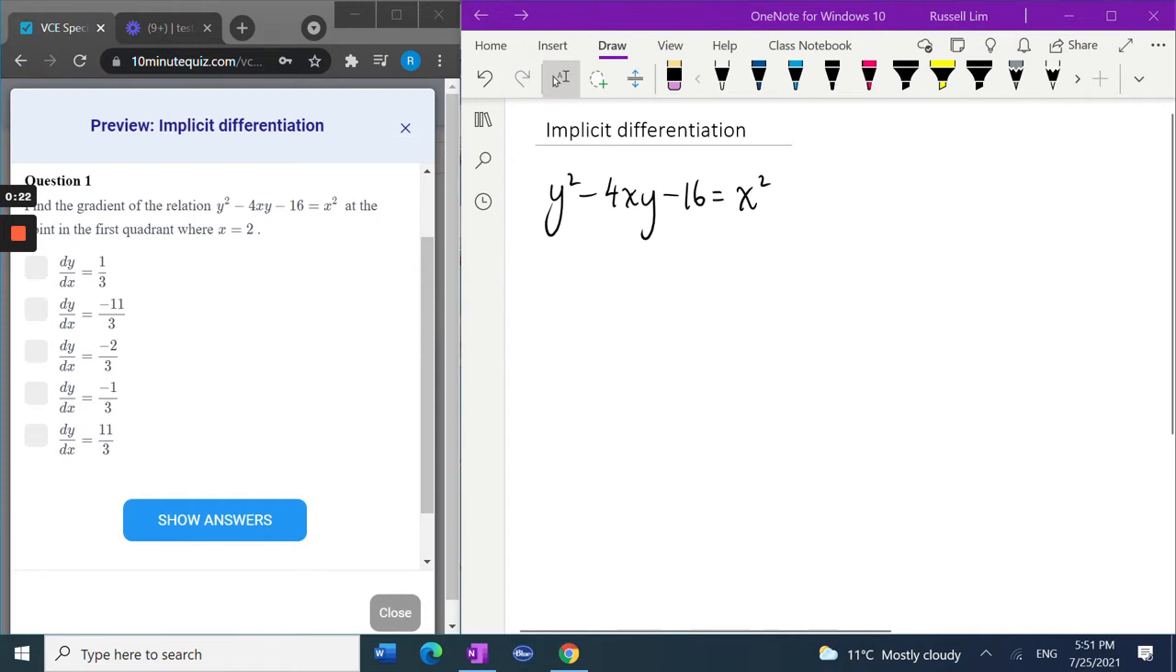Well, it's not that we absolutely need to. What else could we do? We could rearrange this to get y by itself. We'd have to complete the square. And then if we had y as a subject, we could differentiate it as normal using the product rule, quotient rule, or whatever was necessary. But we don't need to do that. We can differentiate both sides as a function of x, and that's called implicit differentiation.